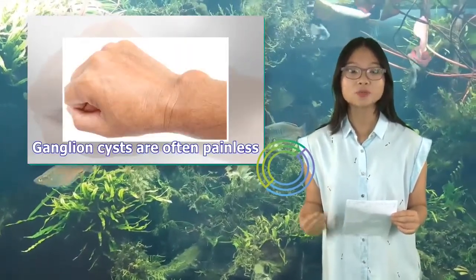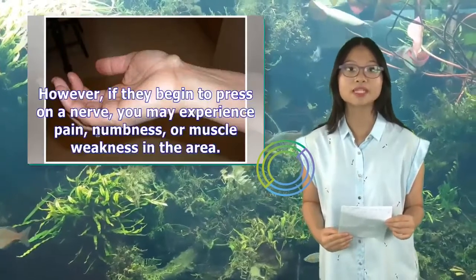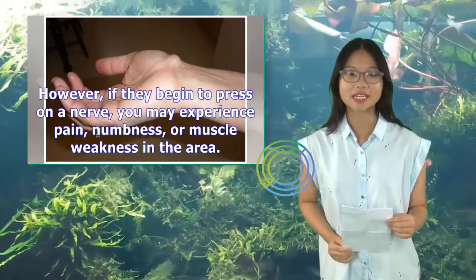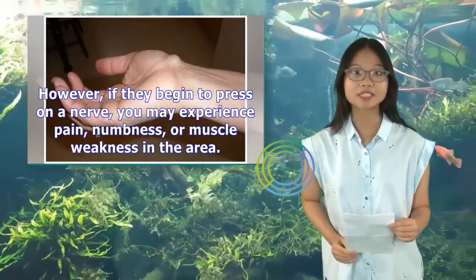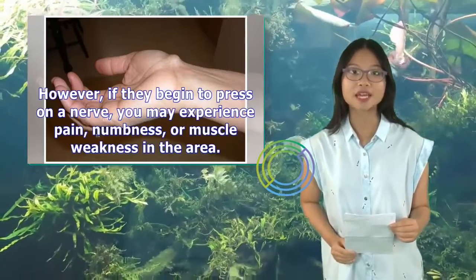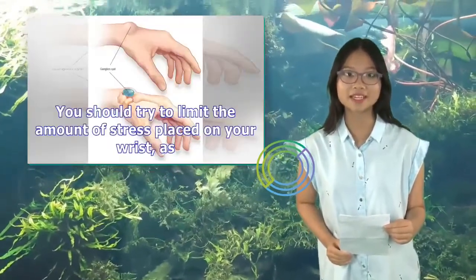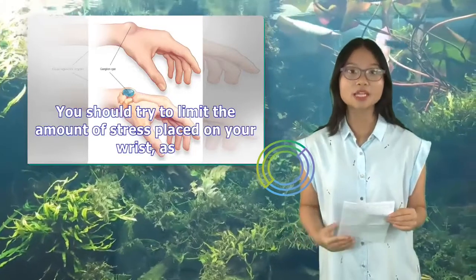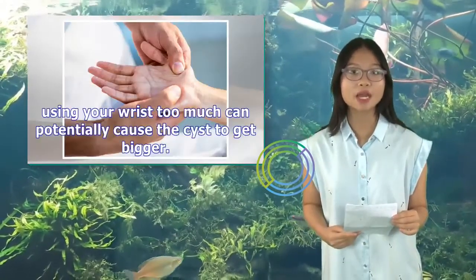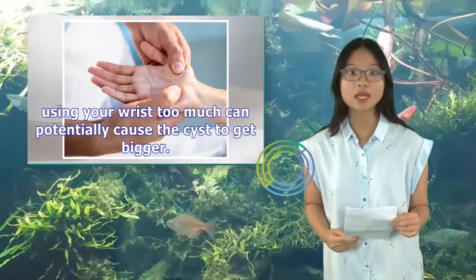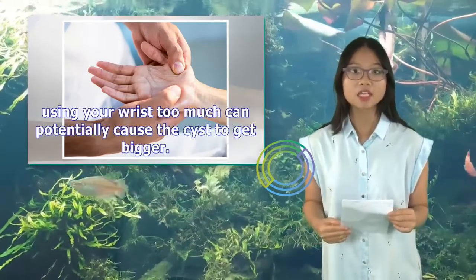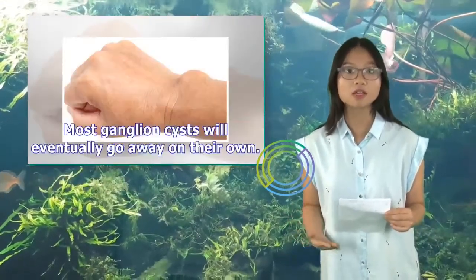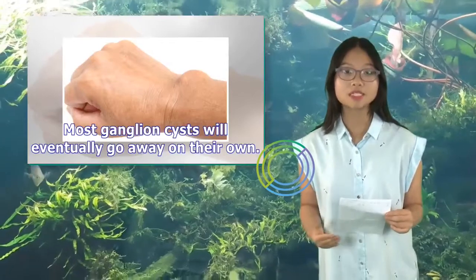Ganglion cysts are often painless. However, if they begin to press on a nerve, you may experience pain, numbness, or muscle weakness in the area. You should try to limit the amount of stress placed on your wrist, as using your wrist too much can potentially cause the cyst to get bigger. Most ganglion cysts will eventually go away on their own.